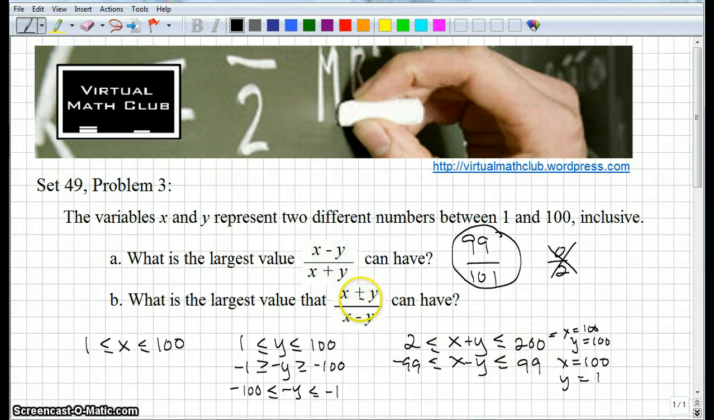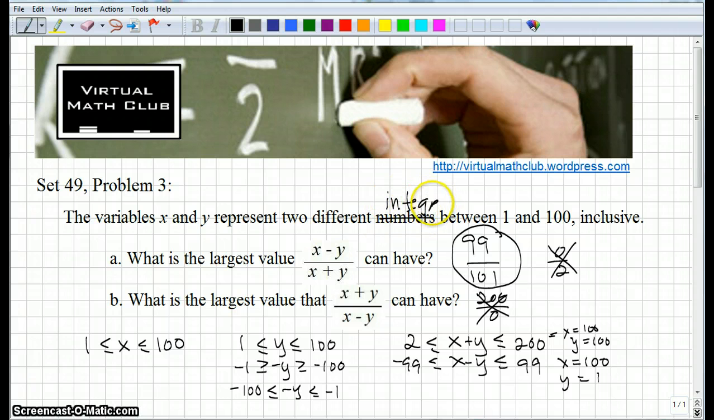Alright, let's look at this one. Now we have x plus y in the numerator and x minus y in the denominator. We want the biggest numerator. Now in this case it's going to be, what? The biggest numerator of x plus y would be 200. That's when x is equal to 100 and y equals 100. But that would give us an x minus y of 0, which is not going to work. Okay? So we're going to back off a little bit. I guess we're going to assume that these should be integers.